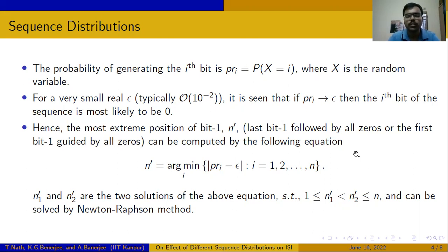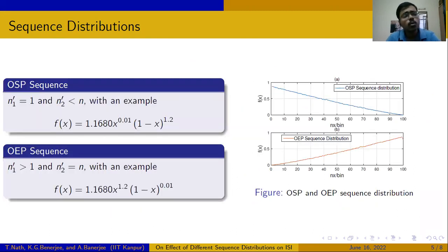If we solve this equation by the Newton-Raphson method, then we get two solutions, n1 dash and n2 dash, and they typically lie in the range from 1 to n. So let's come directly to the OSP sequence, where most of the bit ones lie in the foremost positions of the sequence, where n1 dash is 1 and n2 dash is much less than n, and it can be generated by the following expression. The OEP sequence is just the reverse of the OSP sequence, where most of the bit ones lie in the end positions of the sequence.